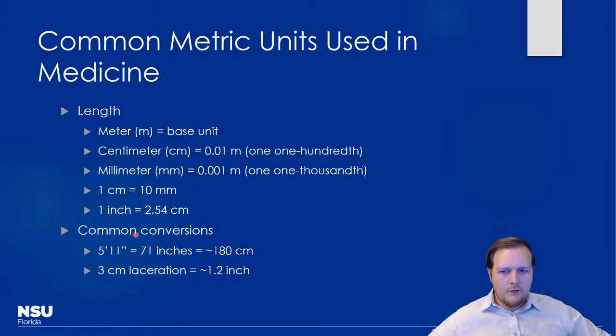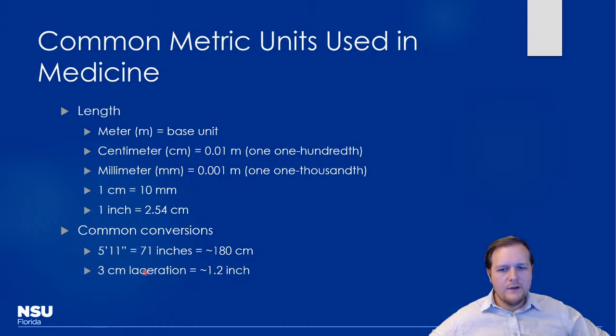So for example, some common conversions, I know there's 12 inches in a foot. So if I have someone who's 5'11", then I can say, okay, well, it's 11, and then I know there's 12 inches for every foot, so 12 times 5 gives me 60, and then plus that 11, a 71-inch patient. I can then convert that over to centimeters by multiplying that by 2.54, okay?